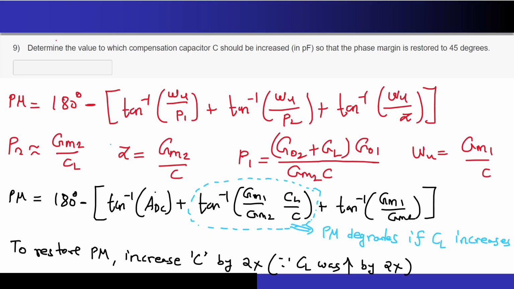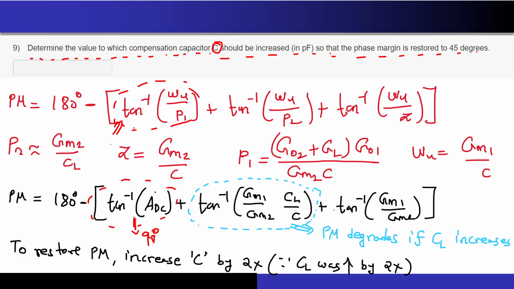Now the next thing is, determine the value to which the compensation capacitor should be increased so that the phase margin is restored to 45 degrees. First of all, we have to ask ourselves, why do I need to increase the compensation capacitor? For that I have written this expression of the phase margin. This should be very familiar to you now. The phase contributed by this particular term is nothing but going to be 90 degrees.